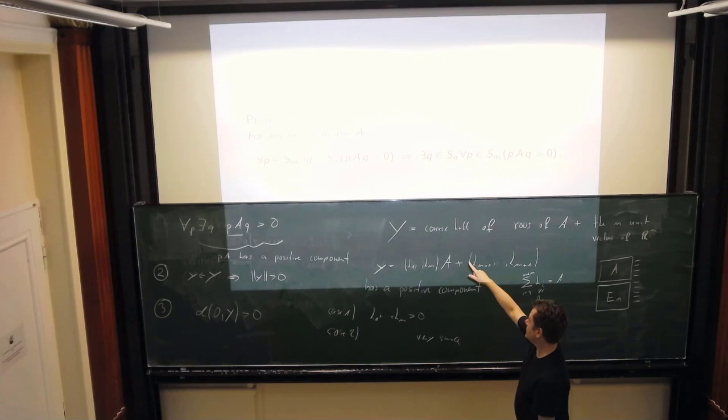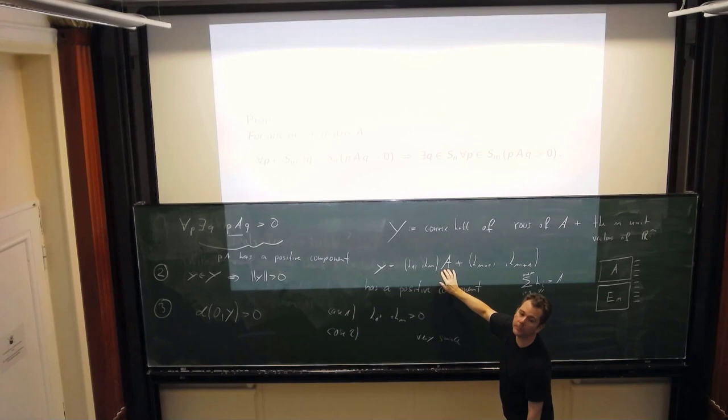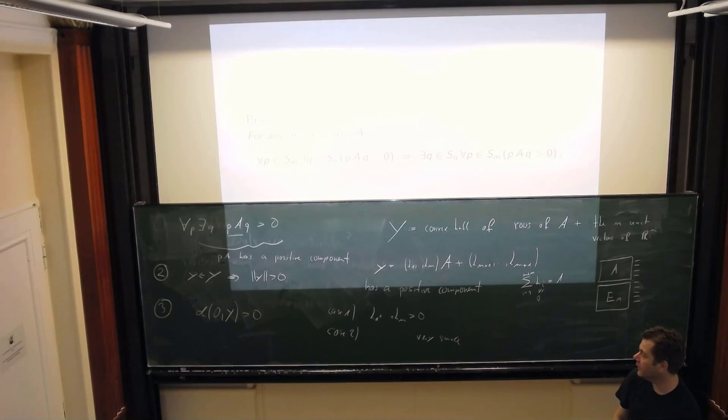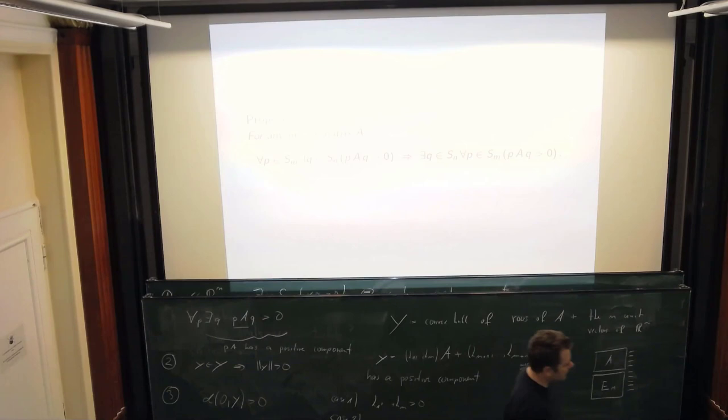Because convex hulls, what do we know about convex hulls? They're convex. They're totally bounded, but they're not closed. That's crucial. We don't know how the rows of A behave, whether they are different or not. So it destroys closedness. So we cannot just assume that. But we can do something similar.